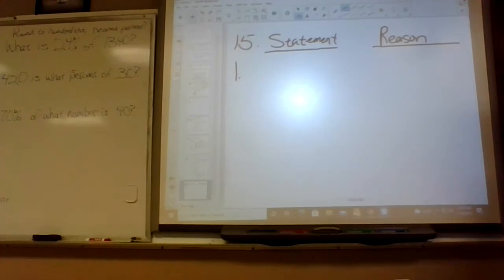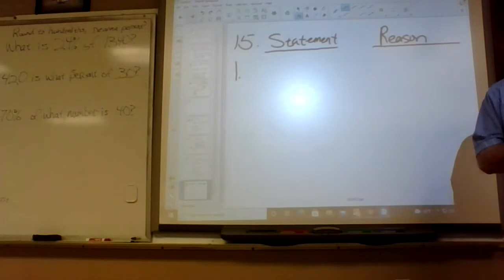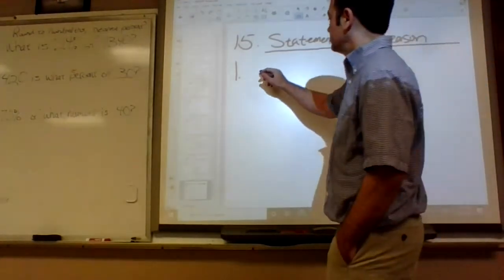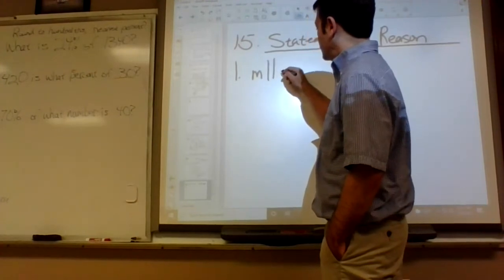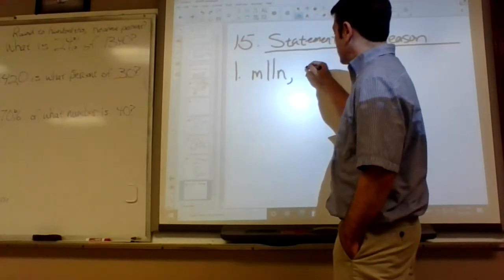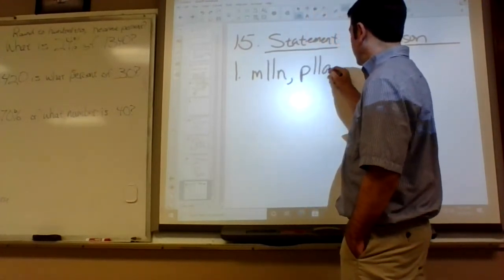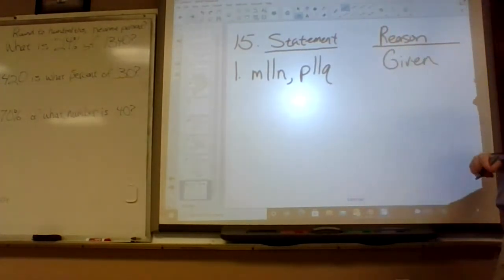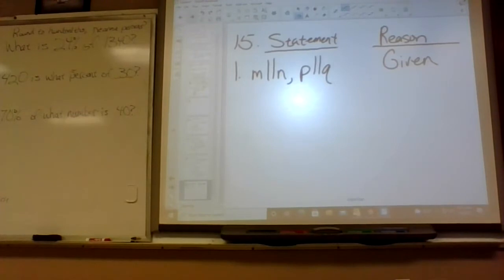Okay. Guess what my first statement on number 15 is? Well, what is the given though? M is parallel to N and P is parallel to Q. Yeah, you guys see where it says given on the problem? P is parallel to Q because it's given to us. So before I even, I'll pause for a second while you guys are ready.